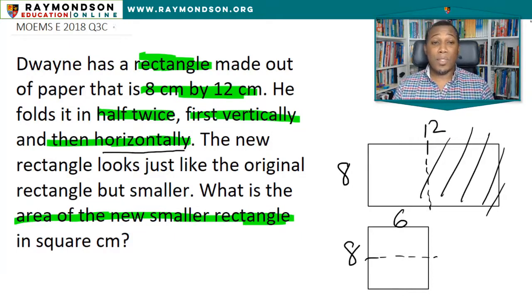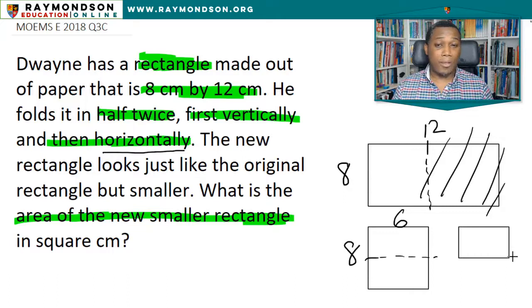And after I do that split, this is what I have now. That's my new rectangle. Yeah, picture worth 1,000 words. We're going to have 6, but we're going to have 4.